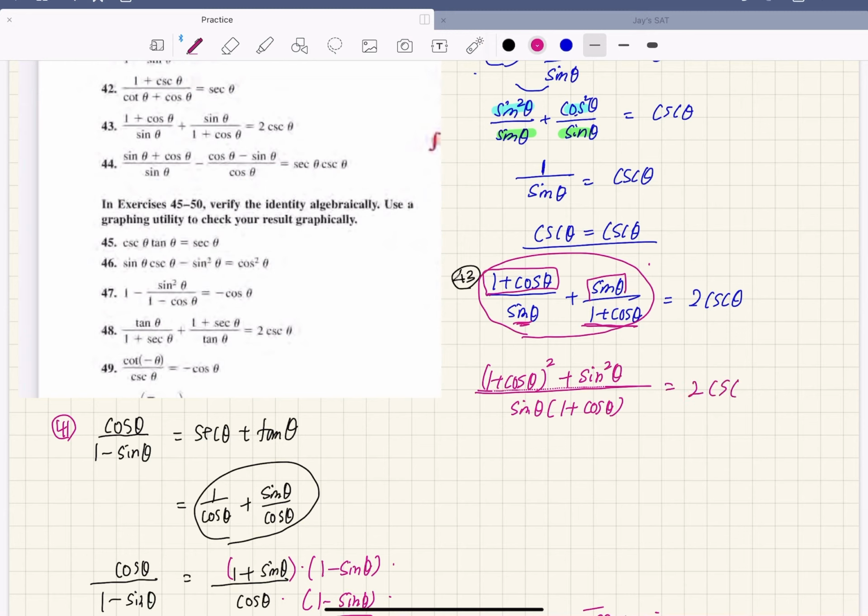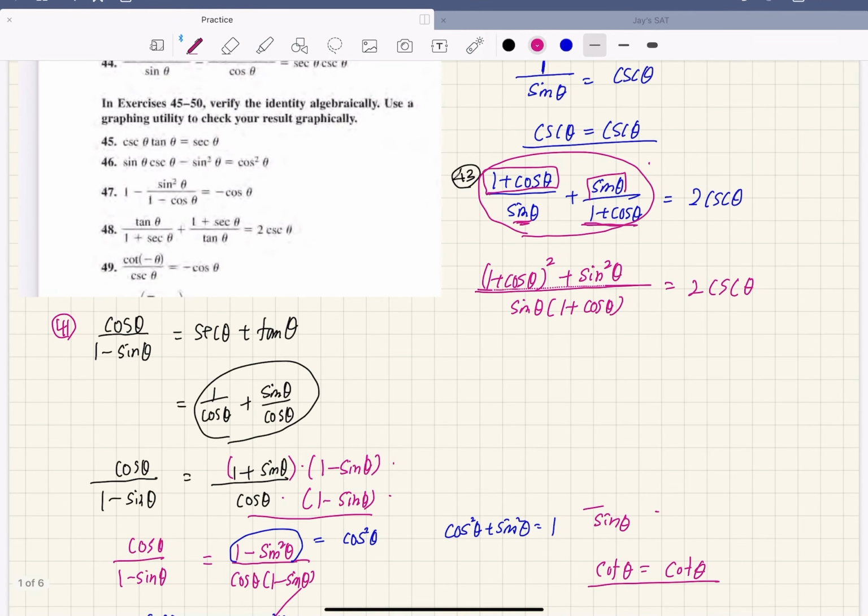You keep right side as it is, and then you simplify the numerator. 1 plus 2 cosine theta plus cosine squared theta plus sine squared theta over denominator, just keep it: sine theta times 1 plus cosine theta. In numerator, as you can see, there is cosine squared theta plus sine squared theta, which is equal to 1. So 1 plus 1 is 2.